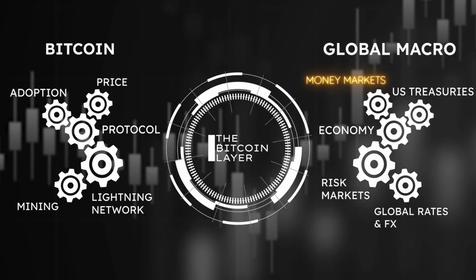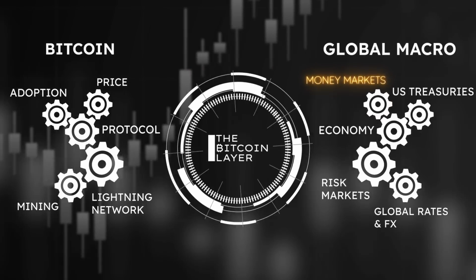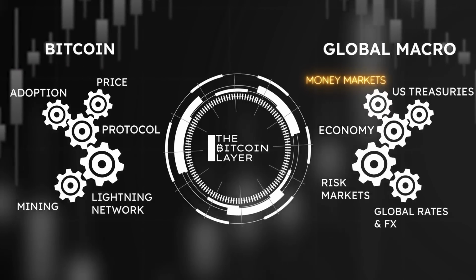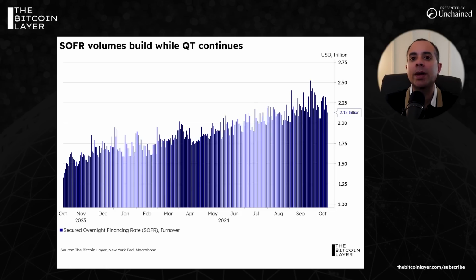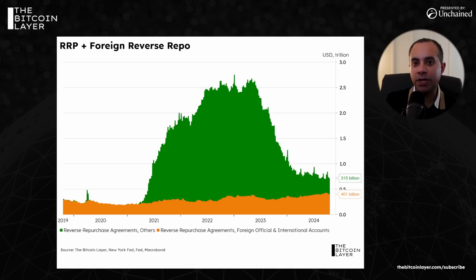Last thing I want to talk about here is money markets. SOFR volumes continue to tick up, but the reverse repo program continues to tick down. It will put the Fed's balance sheet in play. We feel QT is coming to an end sooner than later, and that will only make way for balance sheet expansion. So here on this next chart, I have reverse repo in green and the foreign facility in orange.